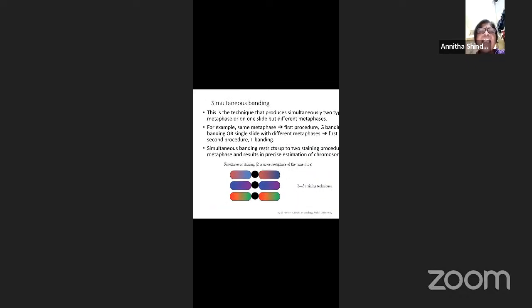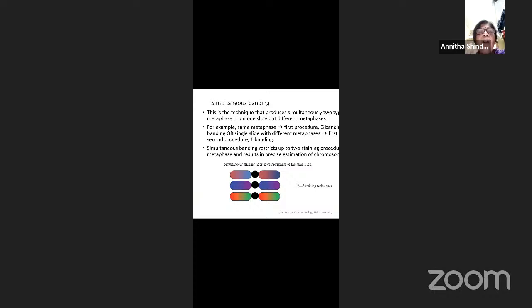Okay. The next is simultaneous banding. Simultaneous banding is a technique that produces two types of banding simultaneously on the same metaphase, or on one slide but different metaphases. So this is a technique that you can use, simultaneously, two types of banding on the same metaphase or on one slide but different metaphases.